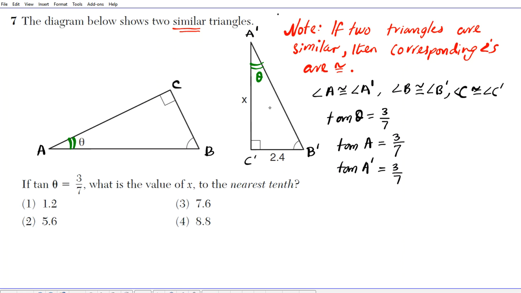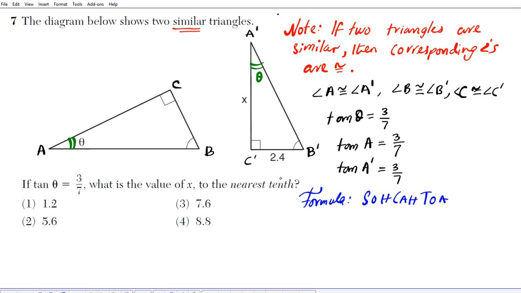To find x, we're going to use a formula that relates the measure of two sides of a right triangle with a specified angle. The formula we're going to use here is SOHCAHTOA. So we have to pick the right ratio. Is it sine, cosine, or tangent?